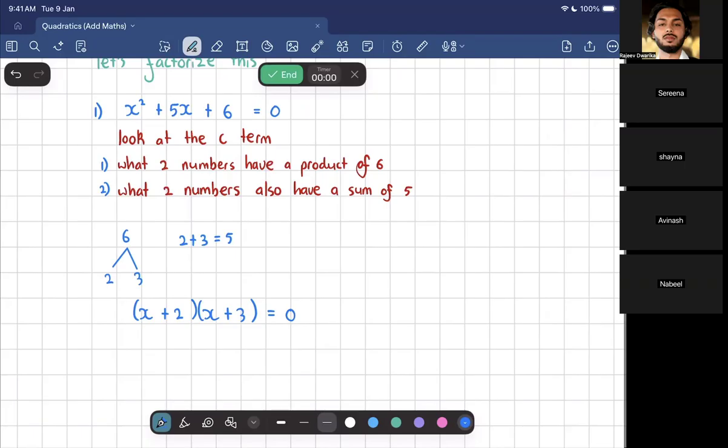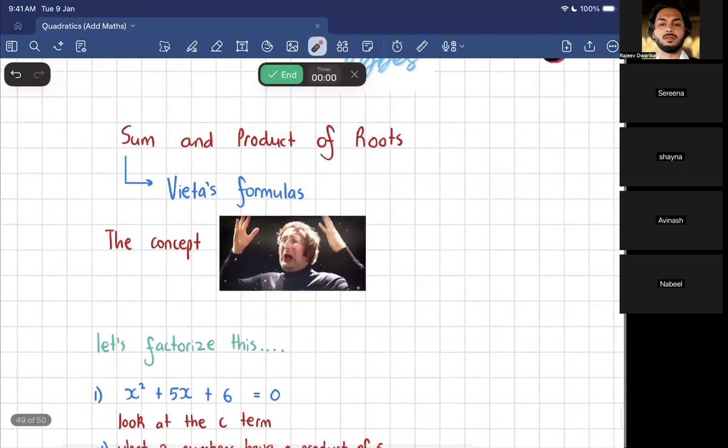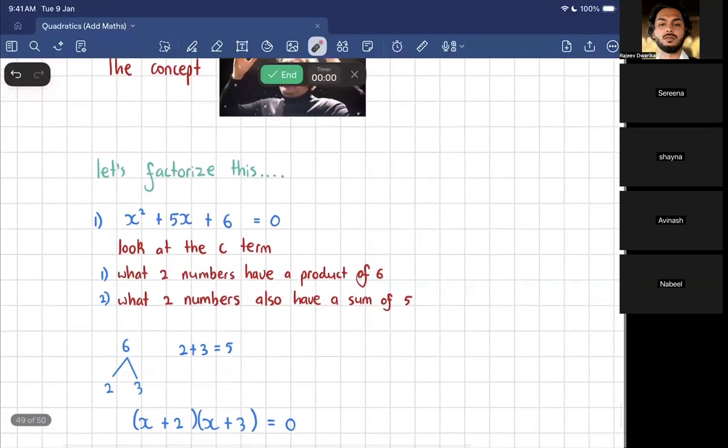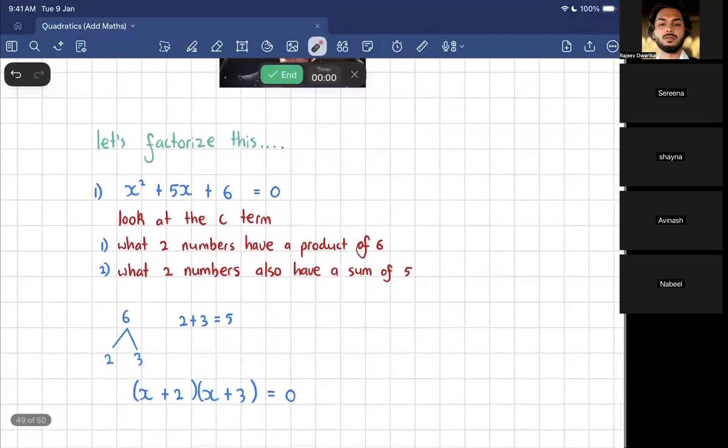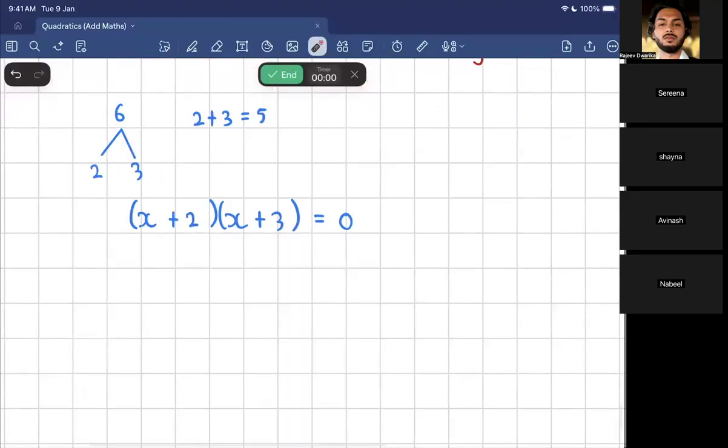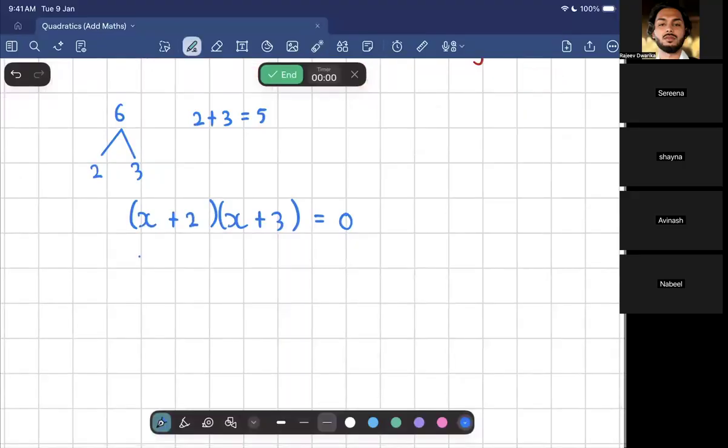Yes, sir. All right, so guys, again, this topic is called the sum and product of roots. You probably already see what we're talking about. What two numbers have a product of 6? What two numbers have a sum of 5? All right. So, Serena, let's solve it. You put x plus 2 equal to 0, and x is equal to what? Negative 2. Right? x plus 3 is equal to 0, so x is equal to negative 3. Yep. Okay.